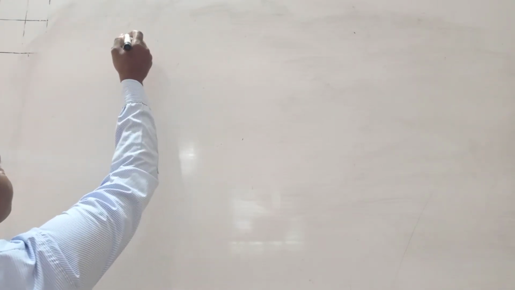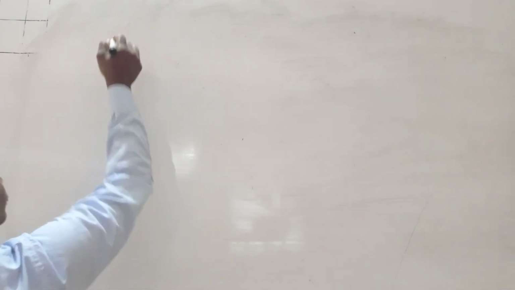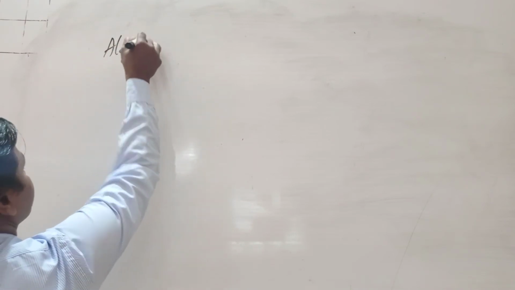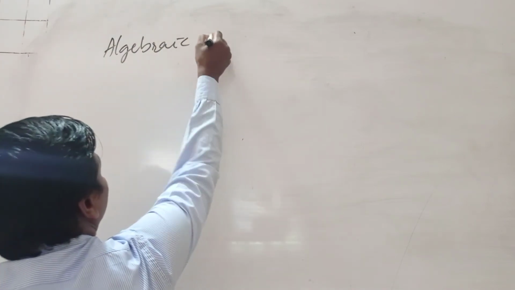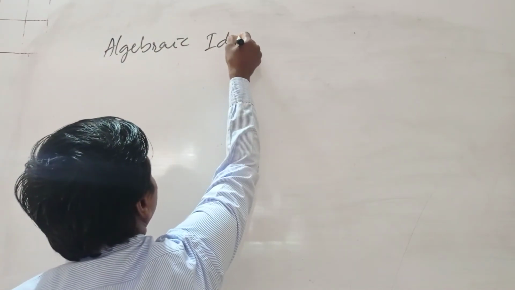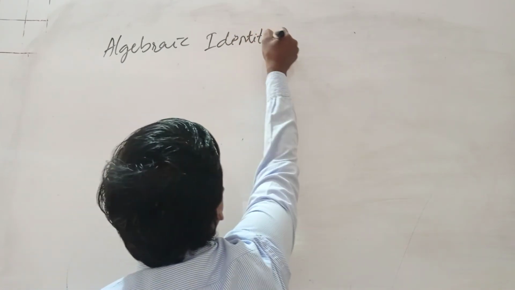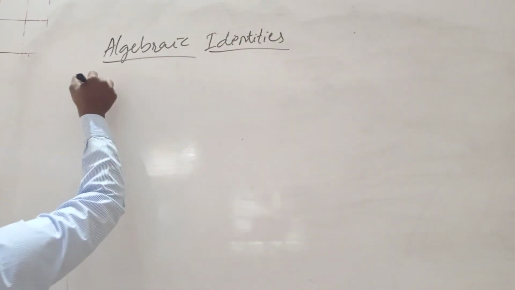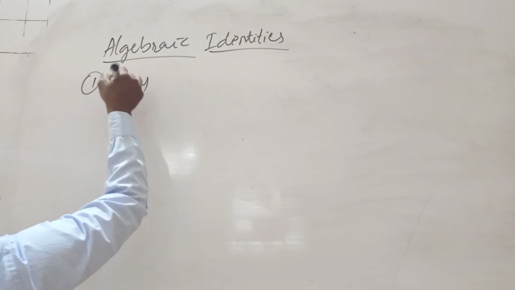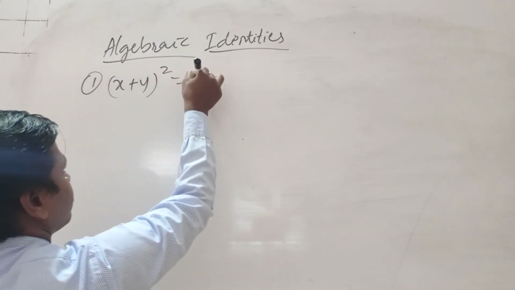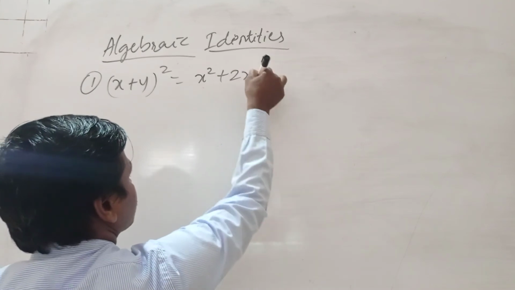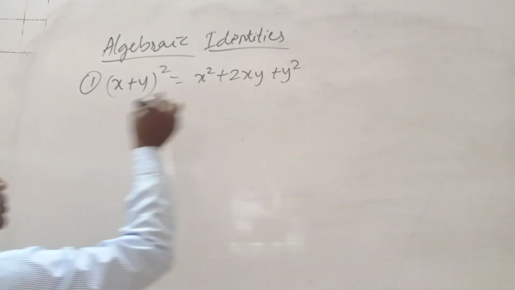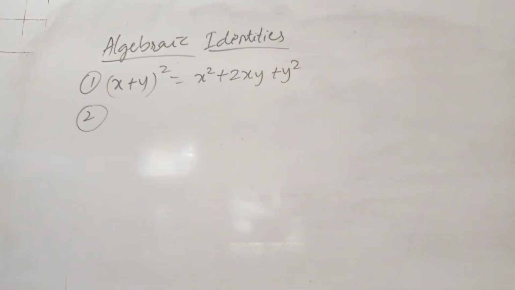Algebraic identities. We can take this one as heading. Identities means a formula only. First one, x plus y whole square equal to x square plus 2xy plus y square. That is the first formula.